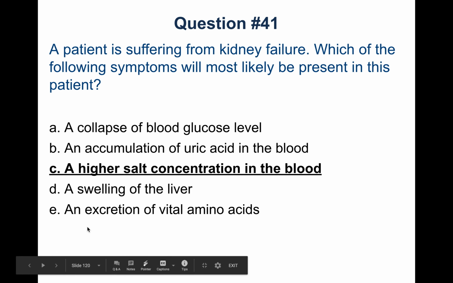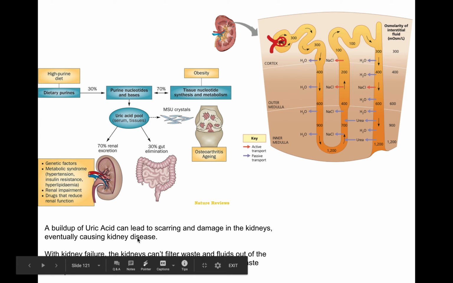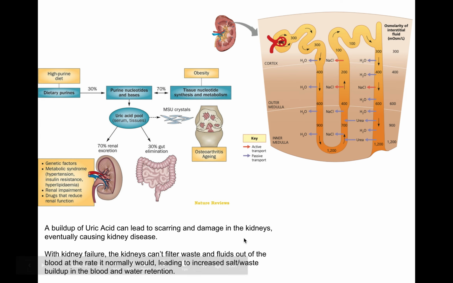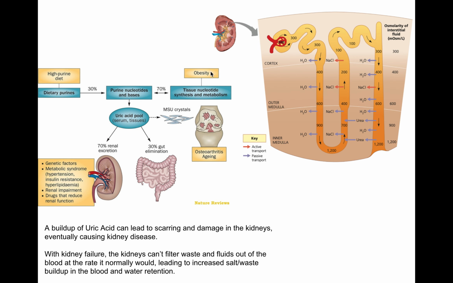Okay, so with uric acid, this is something that you can get gout from. A buildup of uric acid can actually lead to scarring and damage in the kidneys, eventually causing kidney disease. Uric acid can come from a high purine diet, like if you eat a lot of organ meats, things like that, liver. It can also come from obesity, apparently. If you have tissue nucleotide synthesis and metabolism, you can get purine nucleotides and bases that can lead to the formation of uric acid.